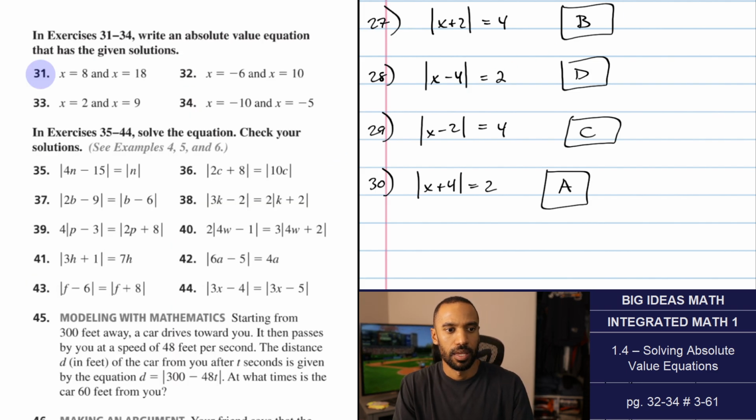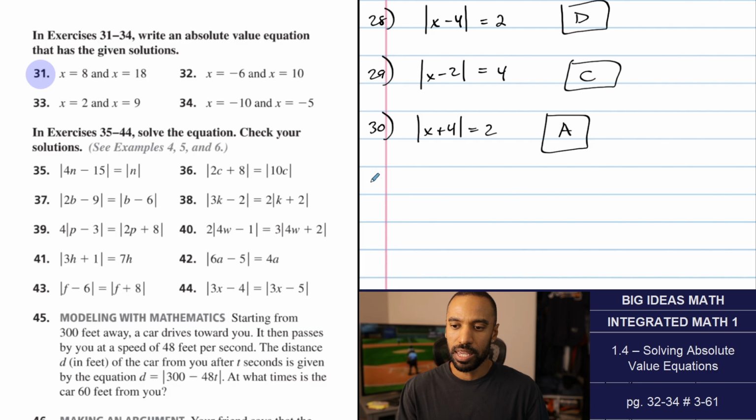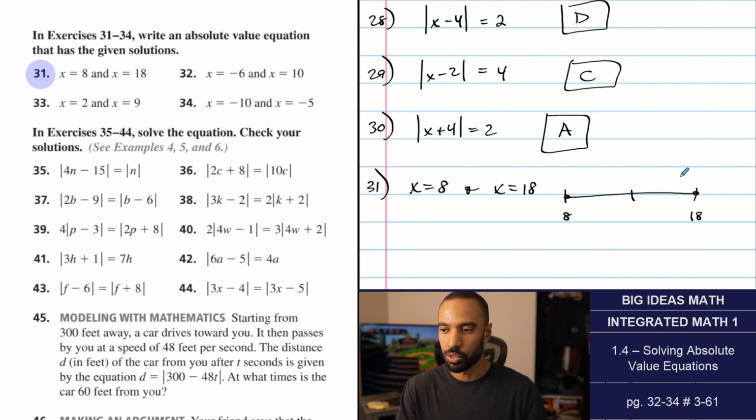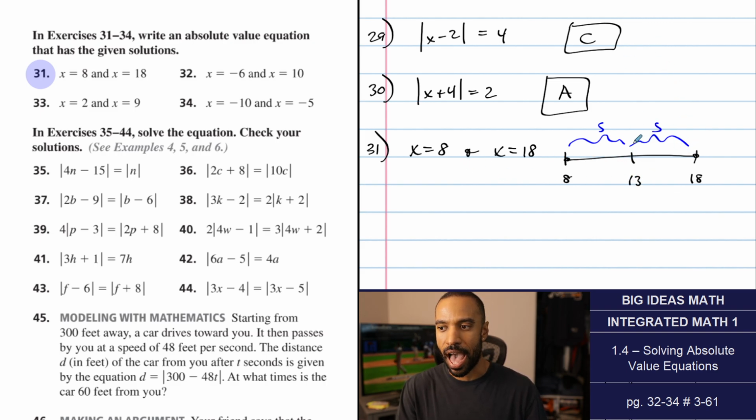Okay. Number 31 to 34, write an absolute value equation that has the given solutions. This should be opposite of what we just did, but it should also be easier than what we did on the word problems. x equals 8 and 18. When we're thinking in graph form here, we're thinking about how far away 8 and 18 are from some number. Here's 8, here's 18, here are the 2 solutions. The distance from 8 to 18 is 10. Half that distance is 5. 5 away from 8 and 18 is the number 13. 13 is the value that you add and subtract 5 from to get 8 and 18.